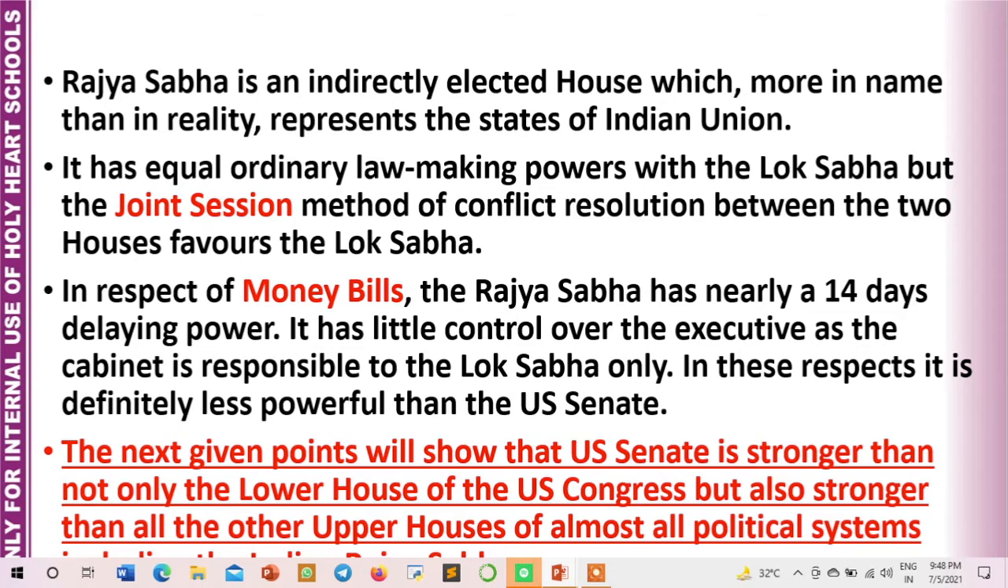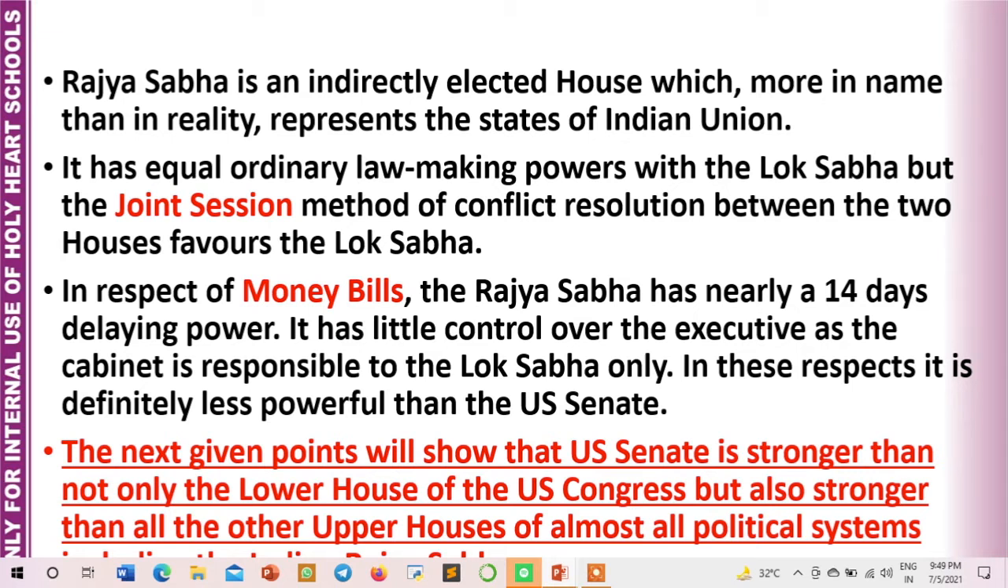The Rajya Sabha is an indirectly elected house, which is more in name than in reality represents the states of the Indian Union. Yes, this is fact. In name only, the Rajya Sabha represents the interest of the Indian states. It has equal ordinary law-making powers with Lok Sabha, but the joint session method of the conflict resolution between the two houses favors the Lok Sabha. So in India, we have the joint session system also.